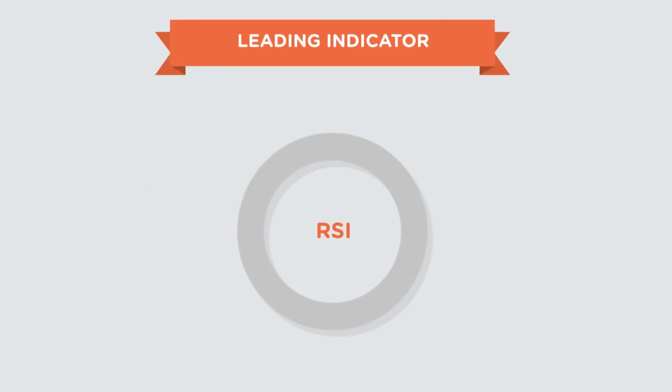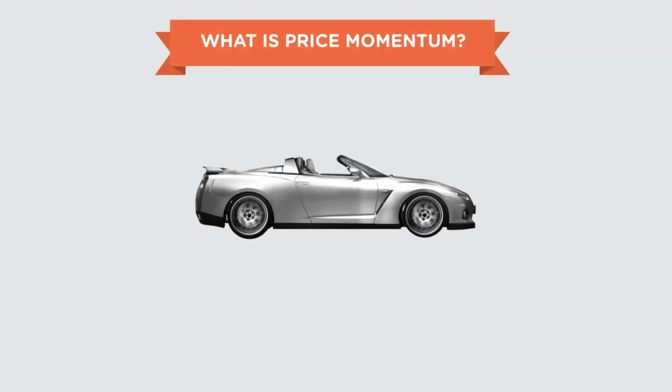The RSI, or the Relative Strength Index, is a momentum indicator belonging to the class of leading indicators. In fact, forex traders and index traders love the RSI. Before going further, you probably noticed I said RSI is a momentum indicator. What is that? What is price momentum?